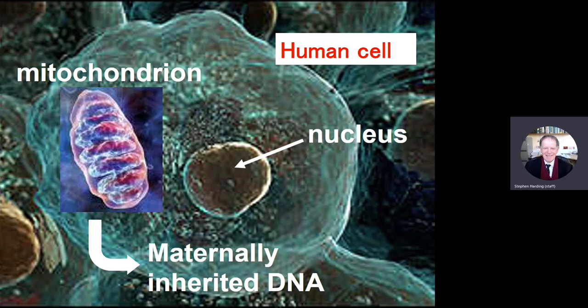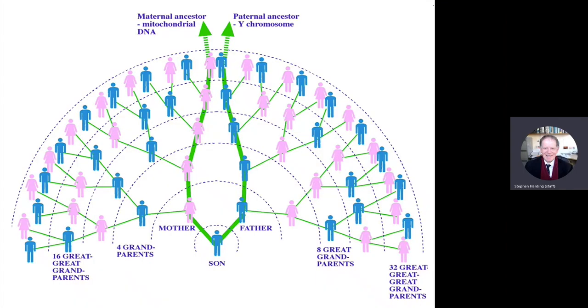So that's maternally inherited DNA. So this is how it works. The son inherits the Y chromosome DNA from his father's line, and also the mitochondrial DNA from the maternal line, whereas the daughter only inherits the mitochondrial maternal DNA, amongst all the other DNA, of course, from the autosomal contributions from all the ancestors.